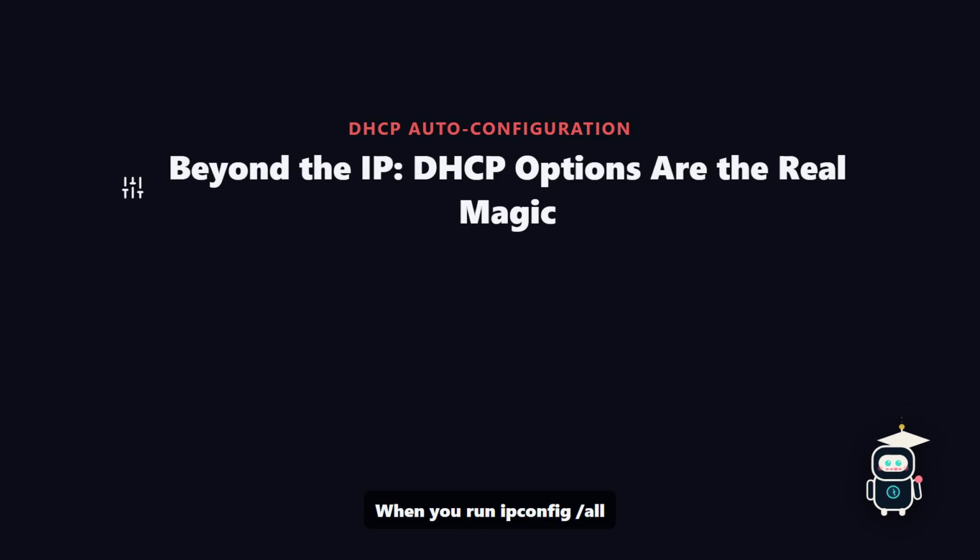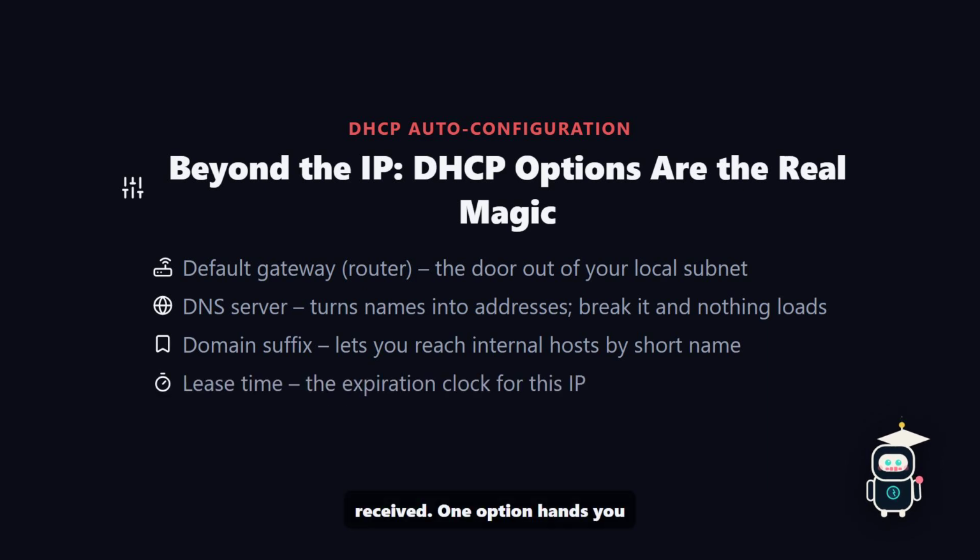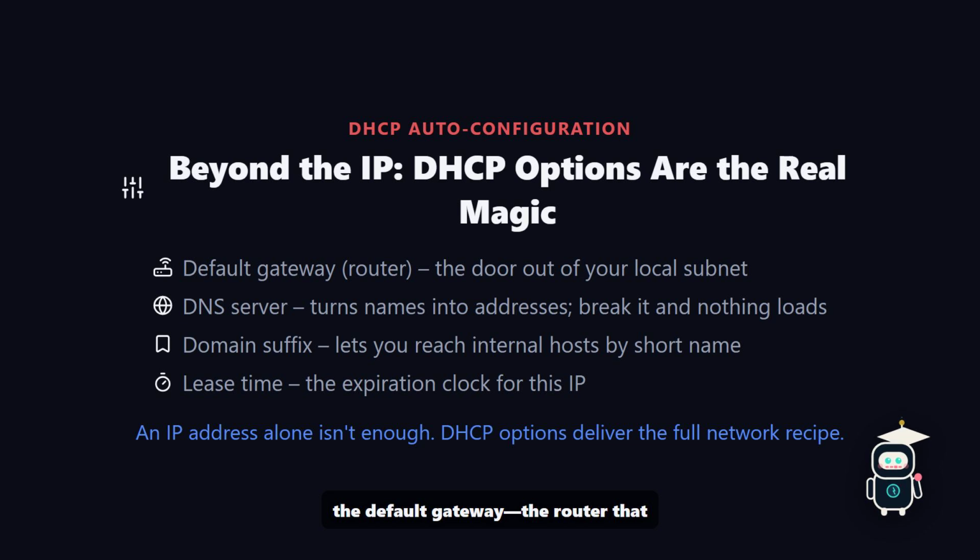When you run ipconfig /all on Windows, you're seeing the actual DHCP options your machine received. One option hands you the default gateway, the router that gets packets out of your local network. Without it, you'd have a valid IP but zero internet. Another option gives you DNS servers. Break that, and even Google won't load. There's also an option that sets the domain suffix so you can resolve short names inside your company. And the lease time option tells you exactly when this IP expires. DHCP is secretly a full network auto-configuration service, not just an IP dispenser.